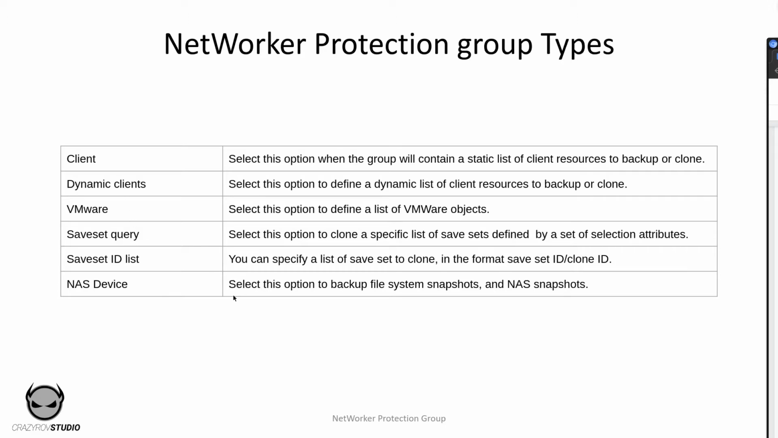So if you have already seen the pattern, the first two are for normal file system or module based backup. The next one is for VMware objects, and the next two are for clone groups. The last type is a NAS device, so you select this option to back up file system snapshots and NAS snapshots. You can clone data after a snapshot backup completes or do it concurrently.